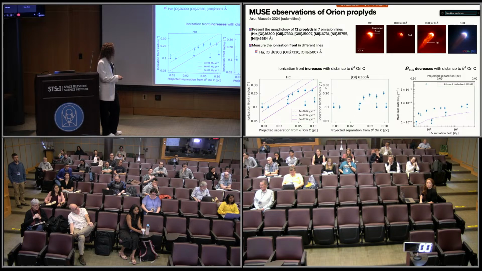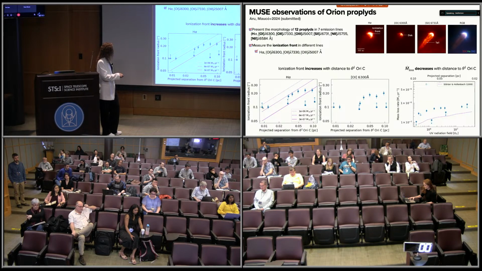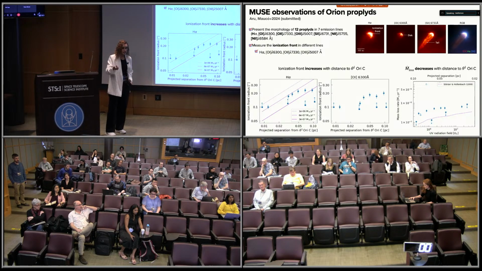Yeah, what we did was, if you see here, you have the ionization front radius as a function of projected separation from the H-alpha line. What we did was compare the relationship between the ionization front and the mass loss rate using these models, this prescription, which are the purple lines here. So we basically use the relationship between the ionization front size and mass loss rate to estimate this. So this mass loss rate came from the H-alpha ionization front sizes.